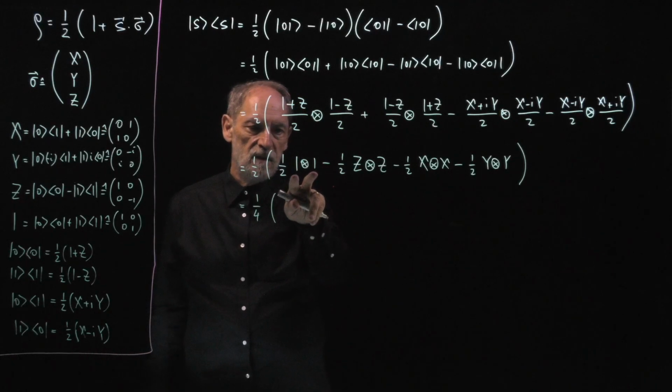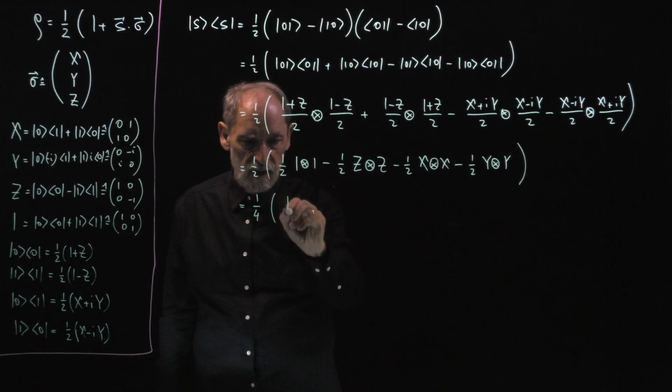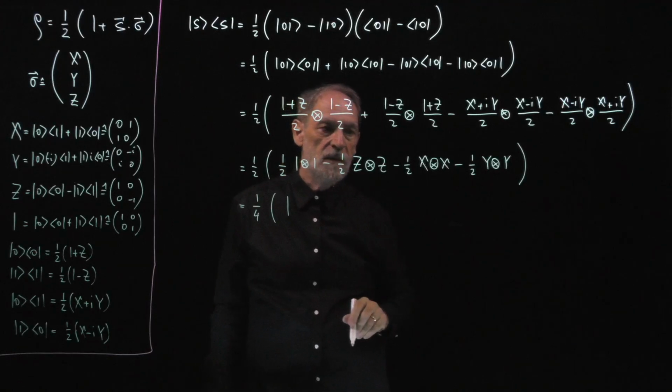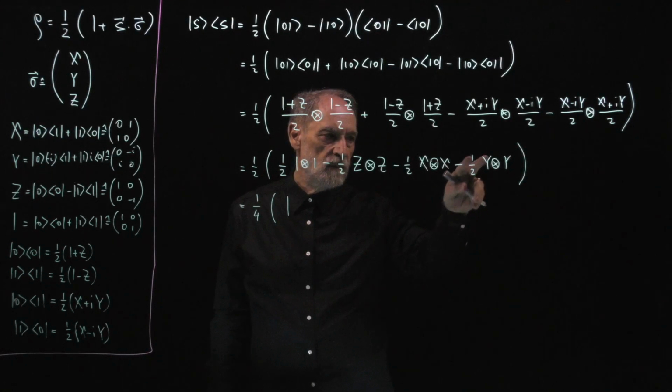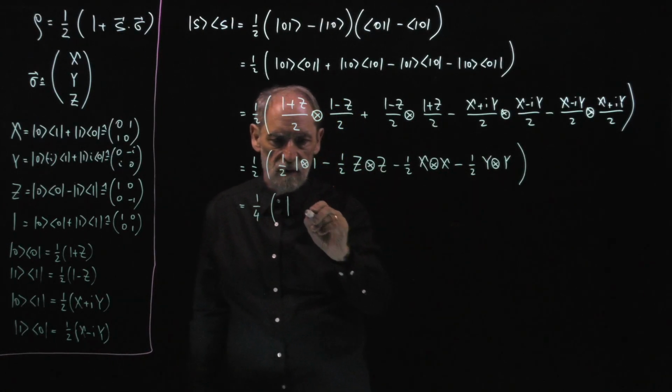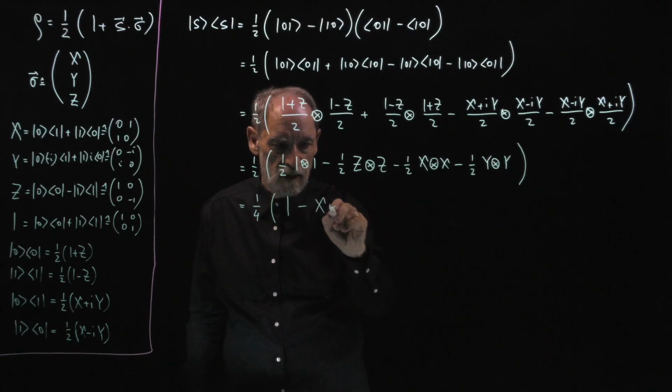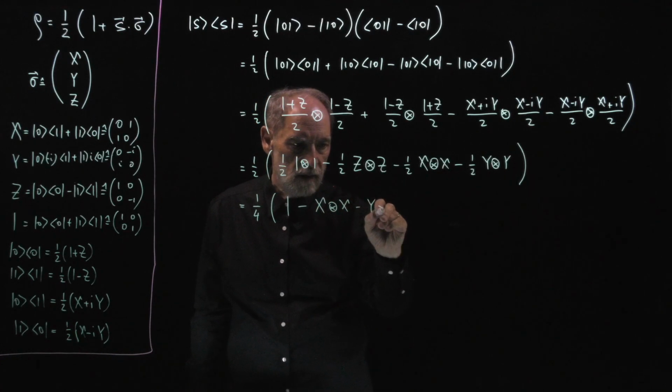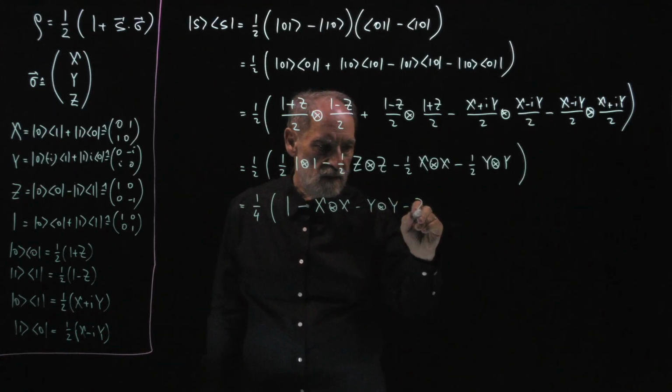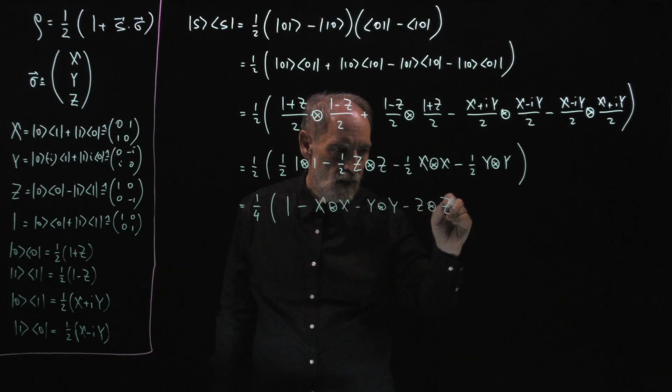Now let's see. So this is 1 tensor 1, but this is just the identity for the 2-qubit system. And then we have x tensor x plus y tensor y plus z tensor z. And just let me copy it like this. X tensor x minus y tensor y minus z tensor z.